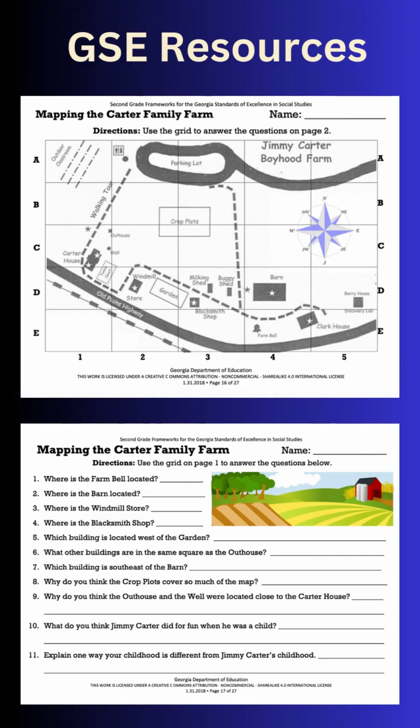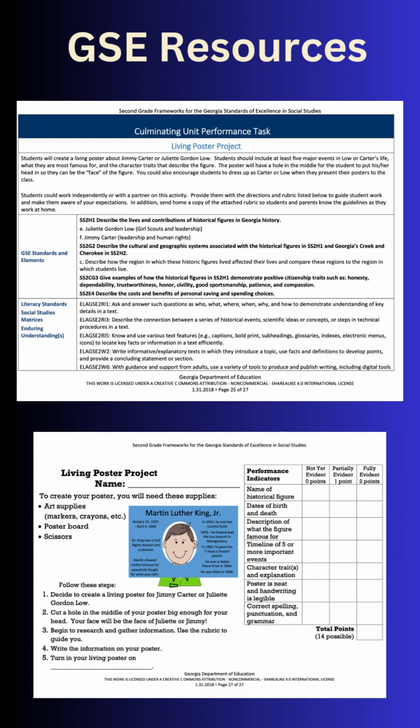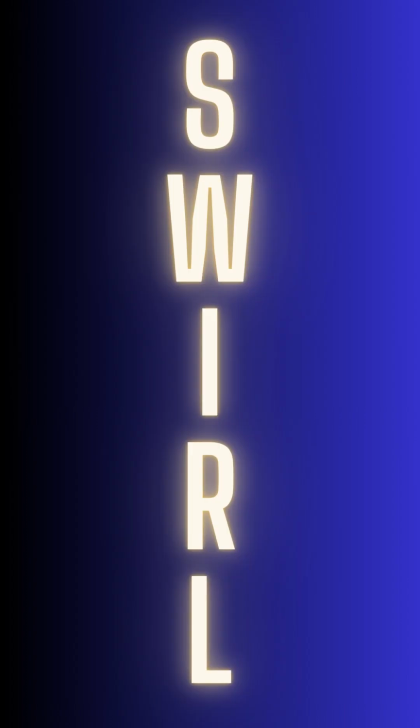And then really quickly sharing some GSE resources that are available to you. So mapping the Carter family farm is a resource available to you. And then the life of Jimmy Carter can be found also in Unit 6. And then you can do a culminating task or a culminating project, and that would be to create a living poster project of Jimmy Carter. And that could be used with any of the historical figures that we've studied. Don't forget to swirl your lessons, speaking, writing, illustrating, or drawing, reading or being read to, and listening.